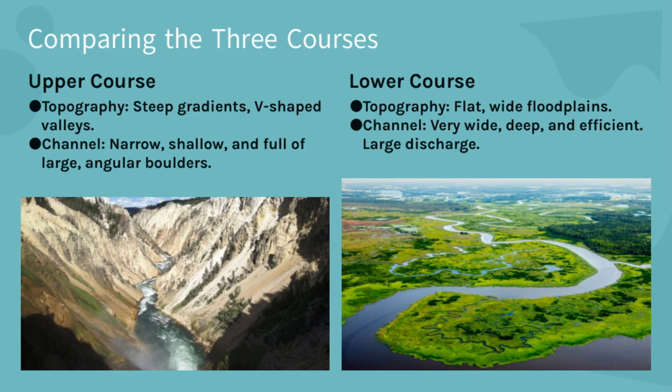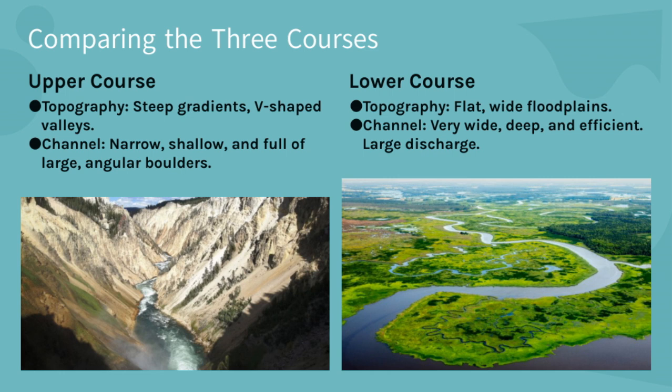The middle course is further downstream. Here, the gradient becomes gentler. The channel becomes wider and deeper. The river begins to develop meanders as lateral erosion becomes more important. The bedload becomes smaller and rounder because of attrition.